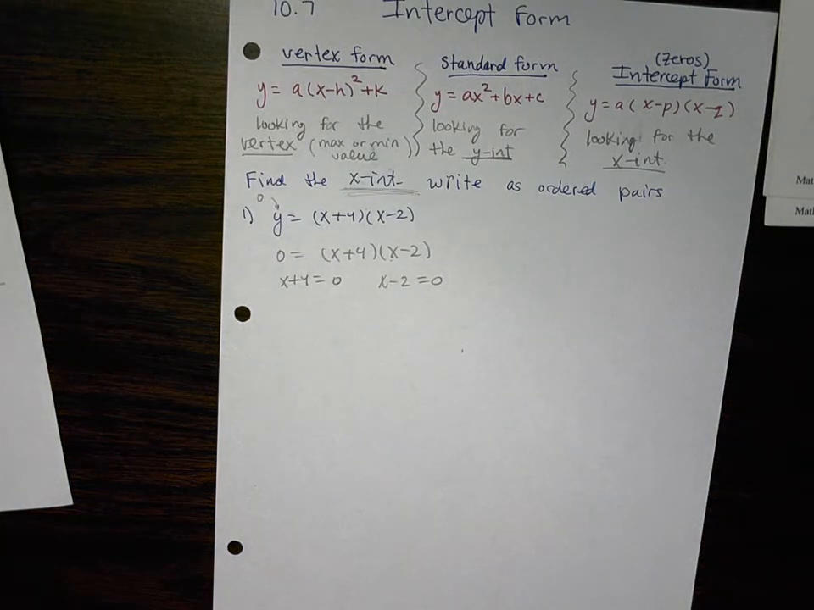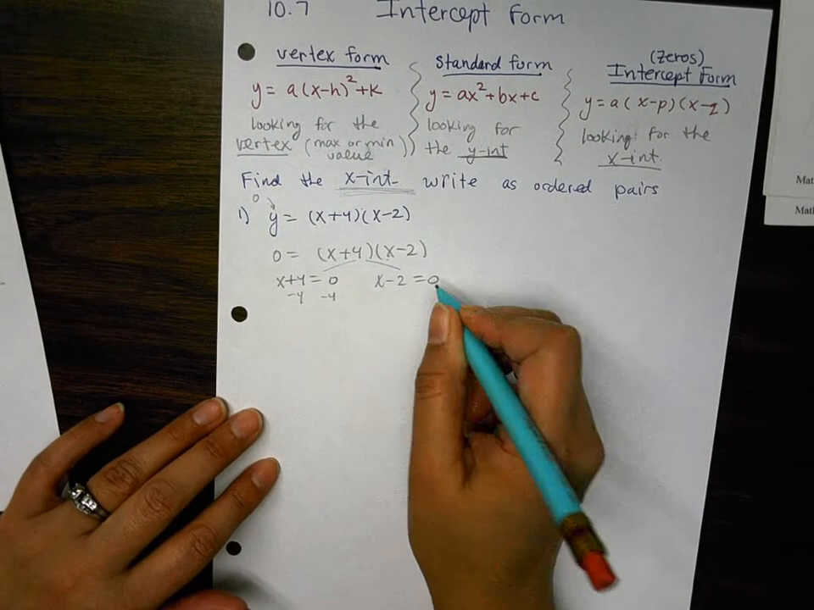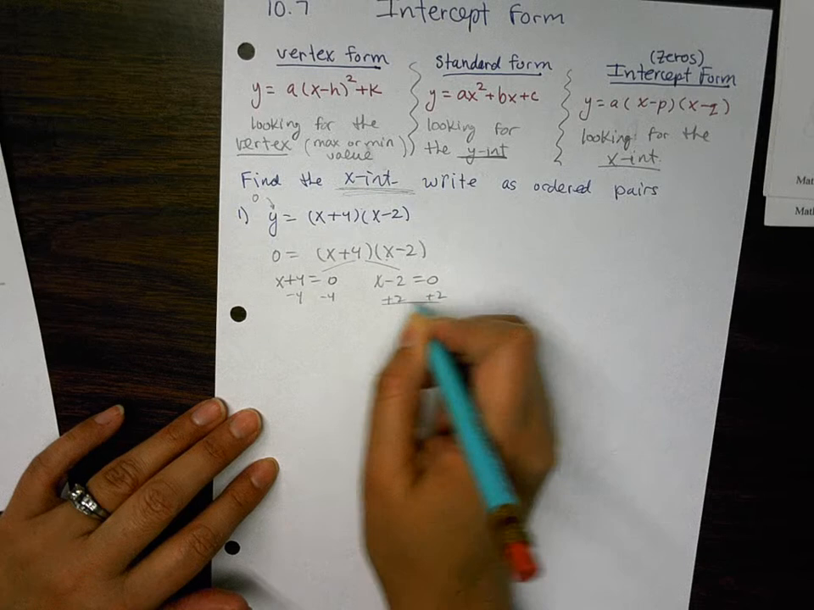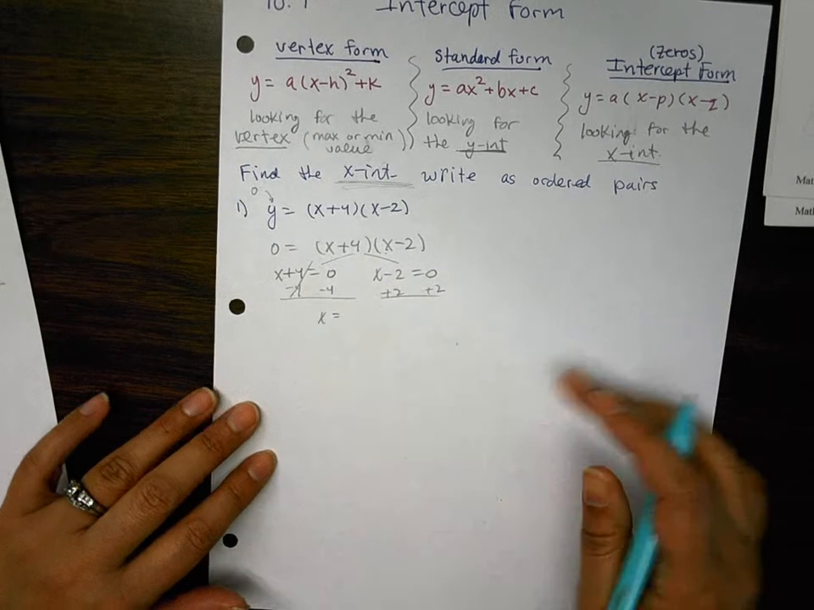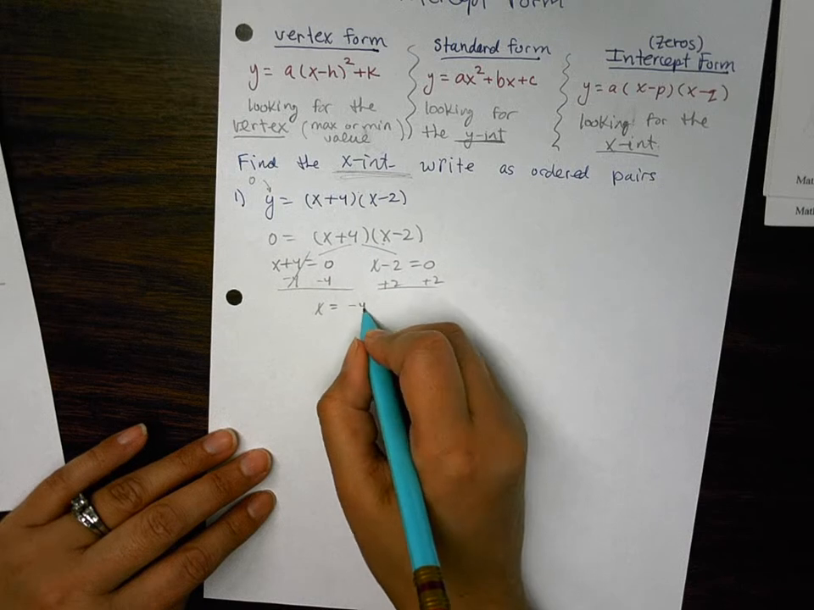That should feel like review for you. We've done this already. We did this on Tuesday and went over it again on block day. Subtract the 4, add the 2, and you end up with two solutions. What are your two solutions?